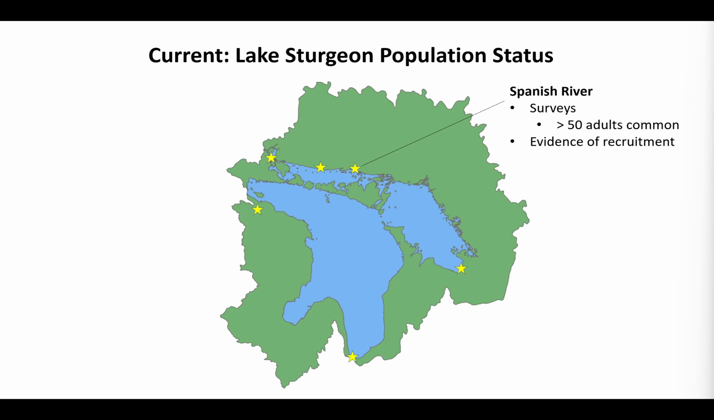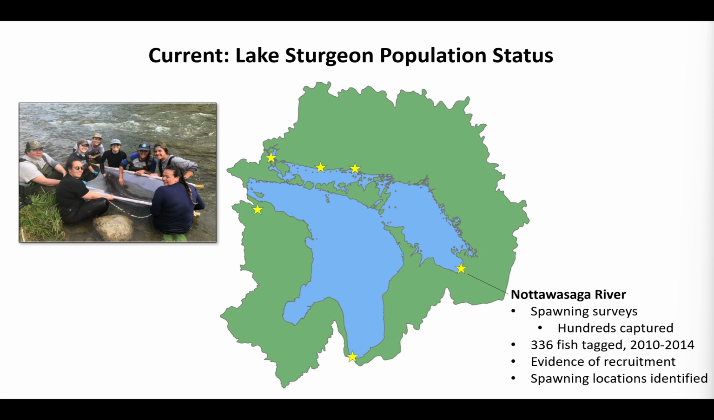In surveys that are conducted, over 50 adults are commonly captured, and there is good evidence of natural recruitment as well through some of those broad-scale monitoring surveys that others had shared yesterday. The Nottawasaga River has consistently been in this report, and it seems like there's a pretty good lake sturgeon population in this area.